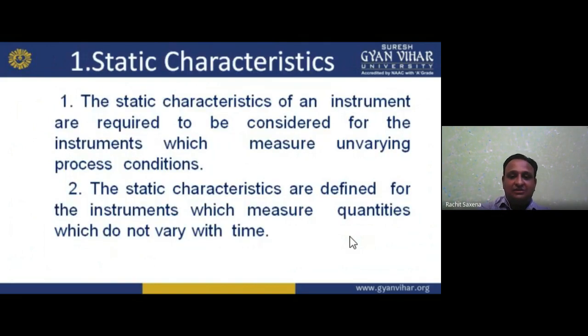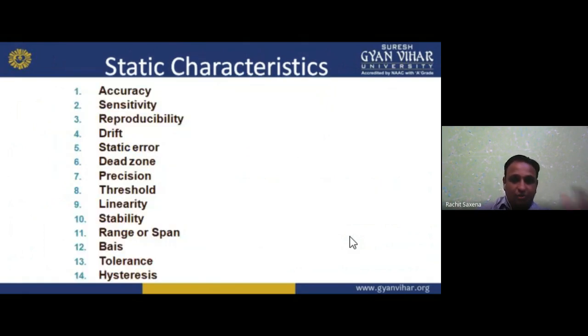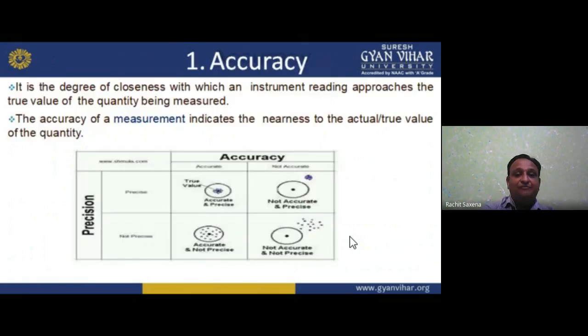These are the static characteristics. The static characteristics of an instrument are required to be considered for an instrument which measures unvarying process conditions. They are defined for instruments which measure quantities that do not vary with time. The 14 characteristics we have are: accuracy, sensitivity, reproducibility, drift, static error, dead zone, precision, threshold, linearity, stability, range or span, bias, tolerance, and hysteresis. So we have 14 static characteristics.